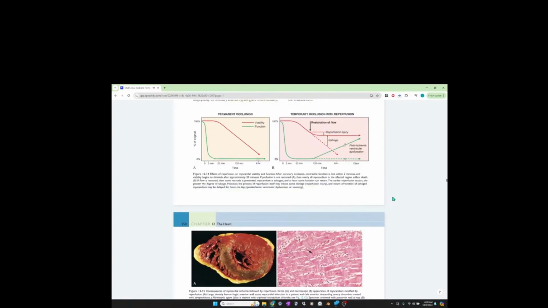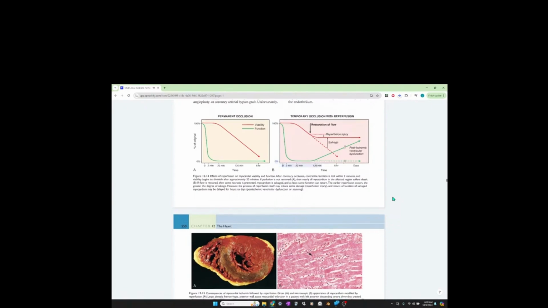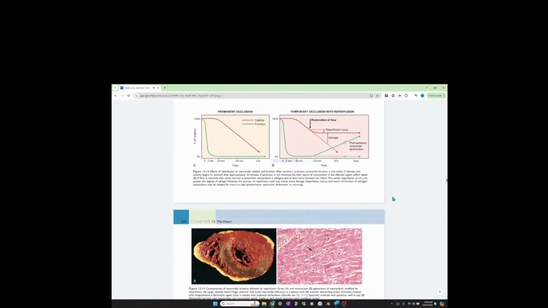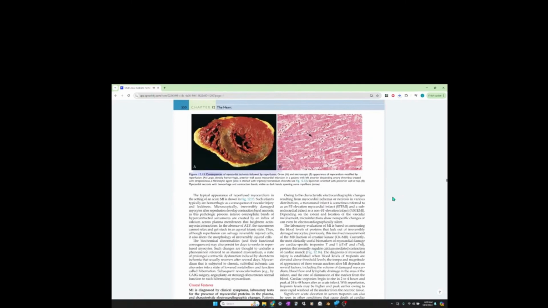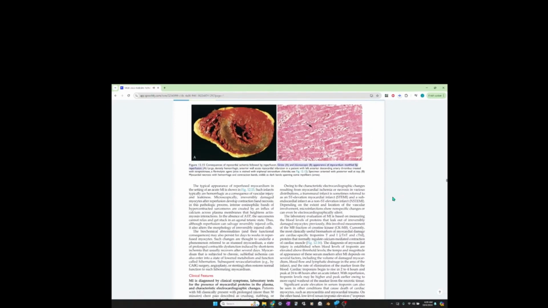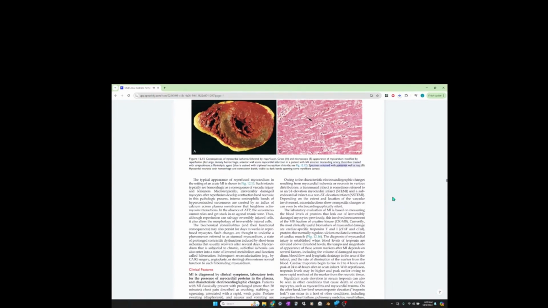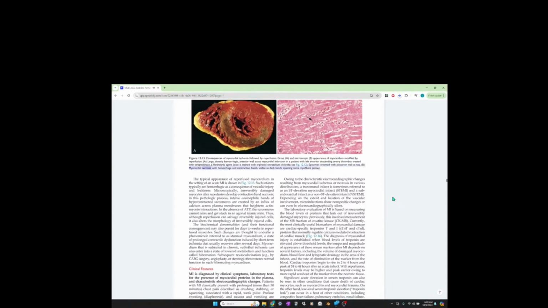6 hours, 0%, 0 to 2 minutes, 20 minutes, 120 minutes, time, 6 hours, days. Figure 12.15, consequences of myocardial ischemia followed by reperfusion. Gross and microscopic appearance of myocardium modified by reperfusion. Large, densely hemorrhagic, anterior wall acute myocardial infarction in a patient with left anterior descending artery thrombus treated with streptokinase, a fibrinolytic agent. Specimen oriented with posterior wall at top. Myocardial necrosis with hemorrhage and contraction bands, visible as dark bands spanning some myofibers.